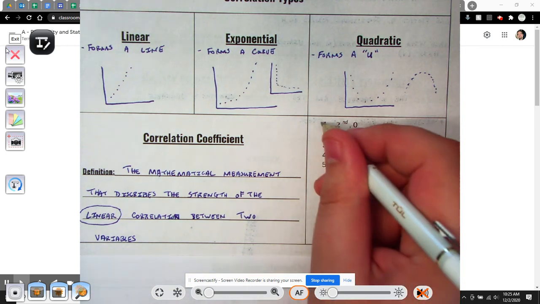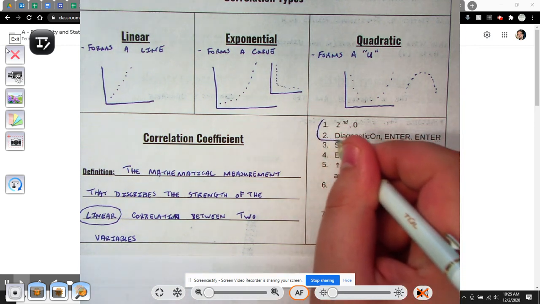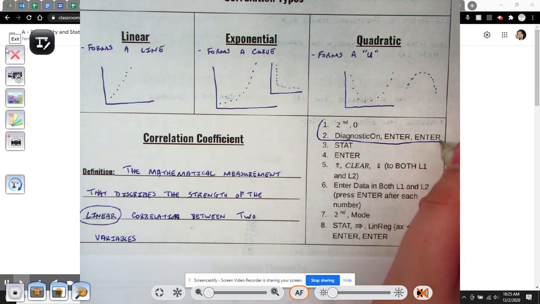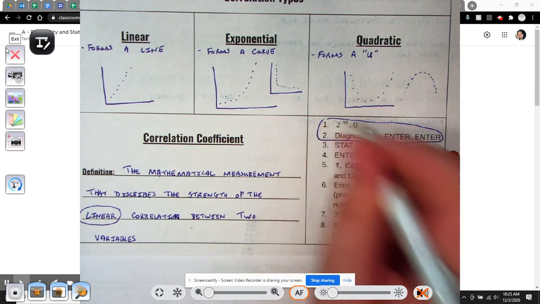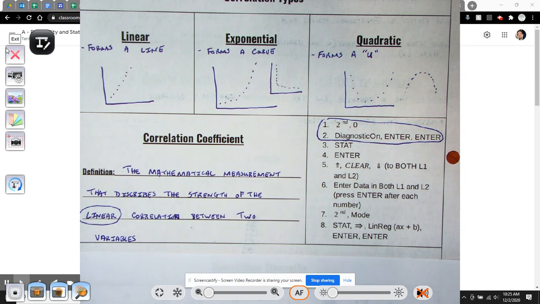These first 2 steps, you only have to do when you turn on your calculator. Every single time you turn on your graphing calculator and you're going to find your correlation coefficient, do these first 2 steps. Once you do these first 2 steps, you do not have to do them again unless you close your calculator and bring it back up.